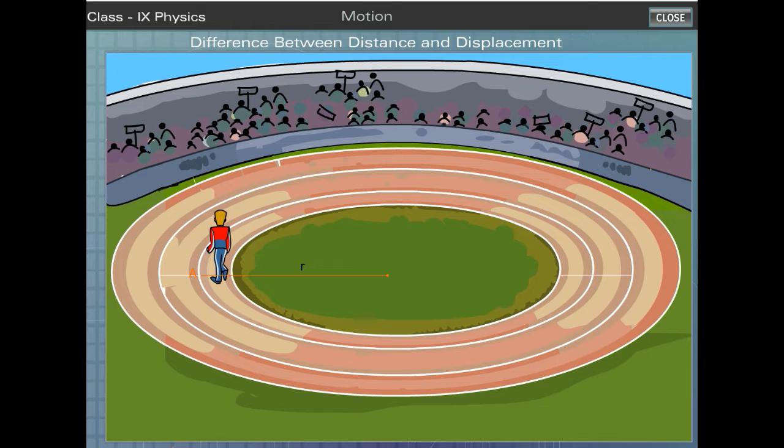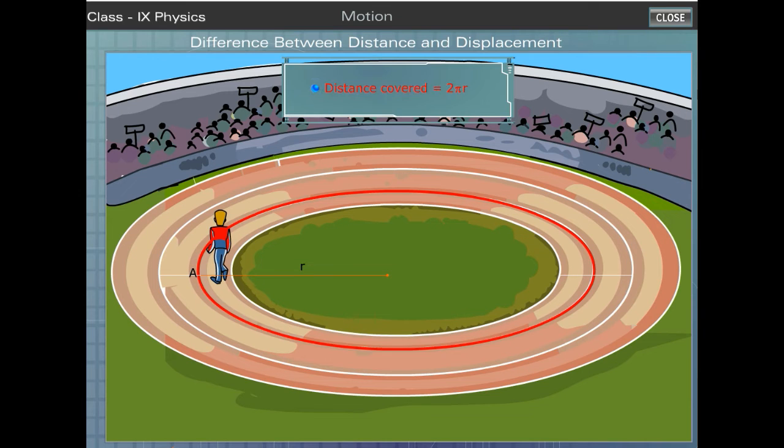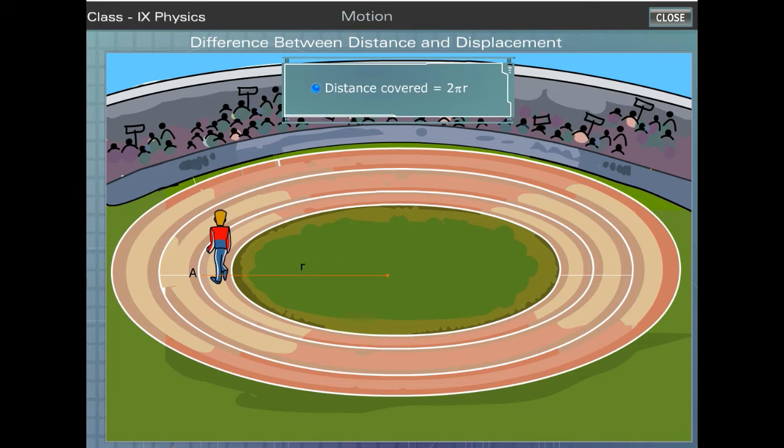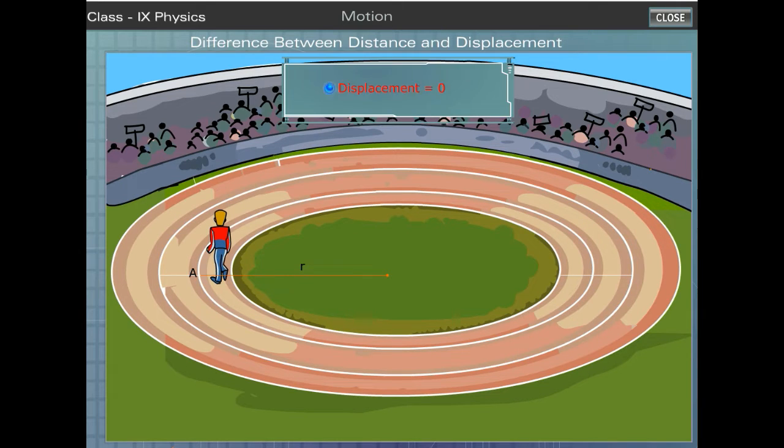What is the distance covered by the athlete? The distance covered by the athlete is equal to the circumference of the track, which is 2 pi r. Is there any displacement or change in position when the athlete comes back to A? No, there is no change in the position of the athlete because the final and initial positions of the athlete are the same. That is, the displacement is equal to 0.